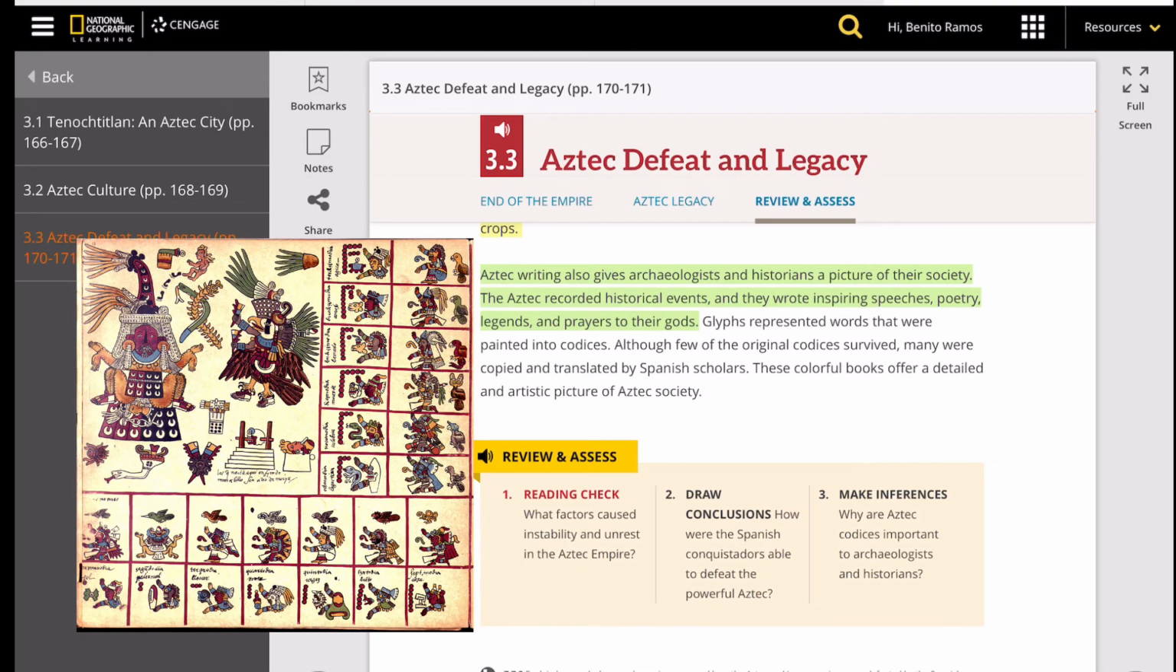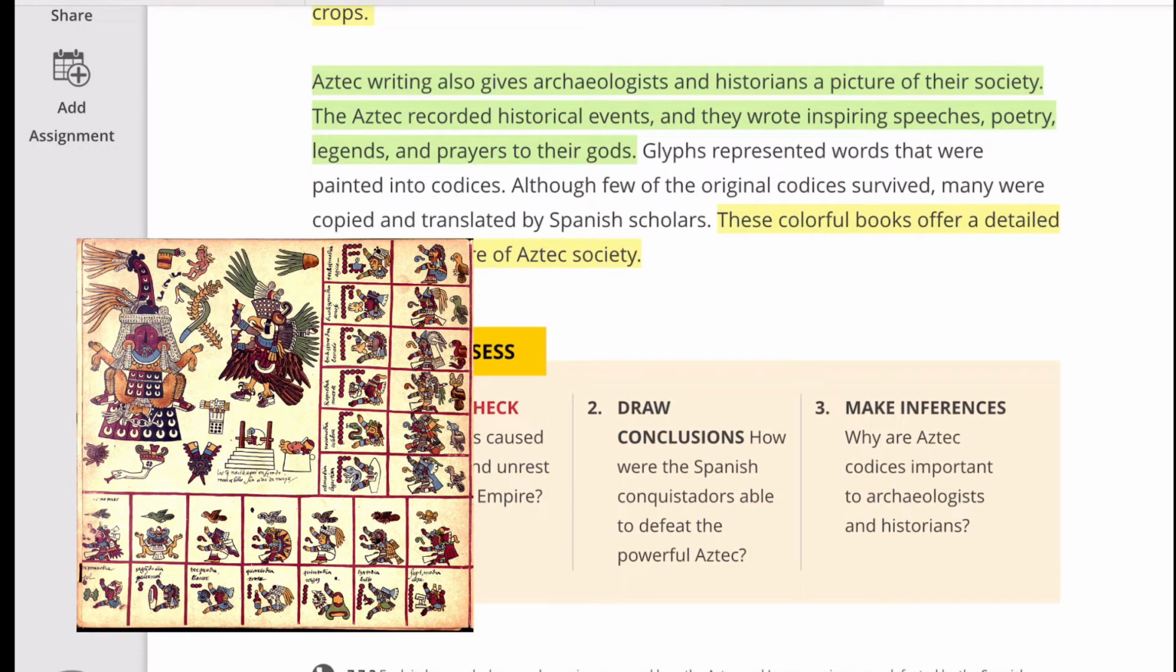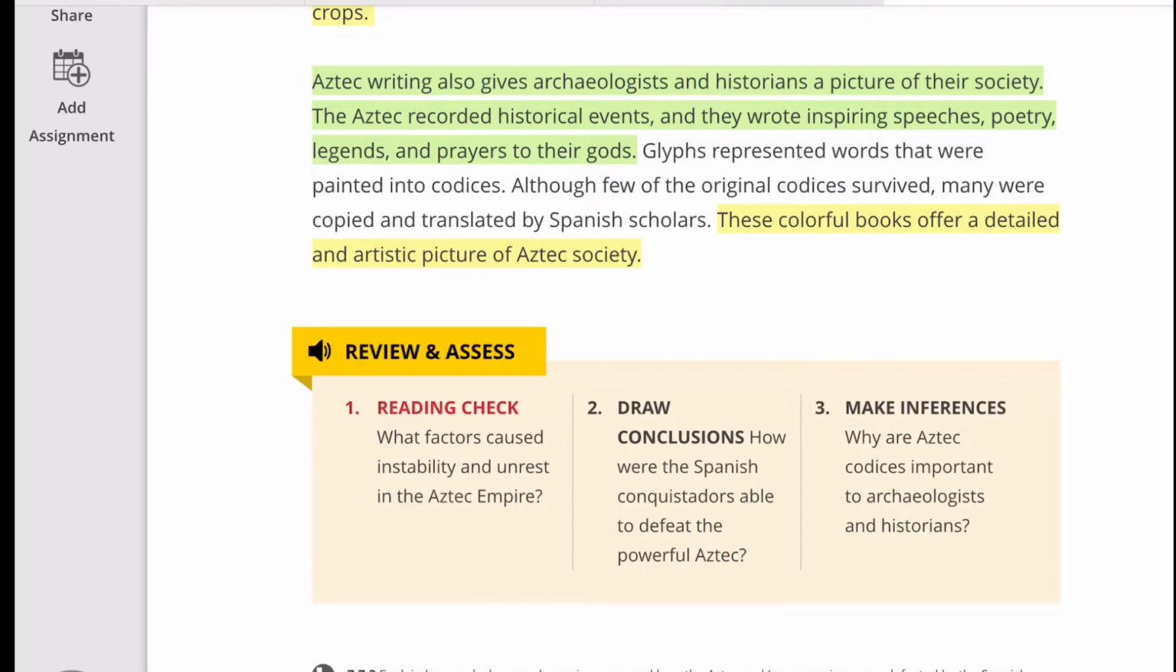Regarding the codices, a few original codices survive. Many were copied and translated by Spanish scholars. Most of them were monks and priests that went with the expedition. So these colorful books offered a detailed and artistic picture of the Aztec society, like the one that you are seeing on the left side. So these are the important contributions or legacy of this Aztec civilization, their culture. Now let's go to the review and assess questions.